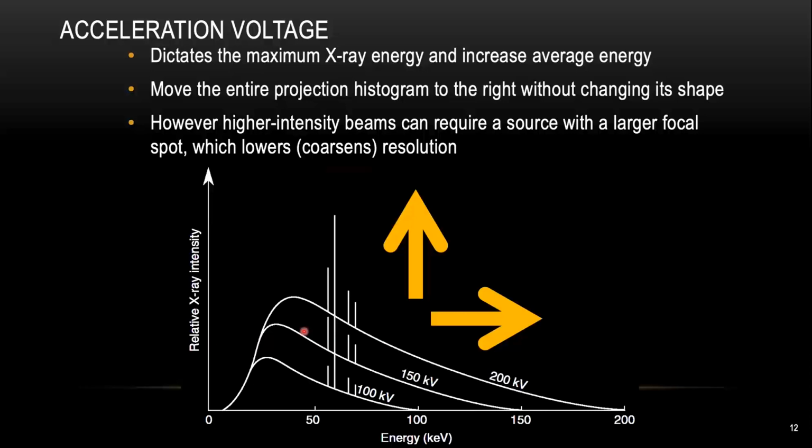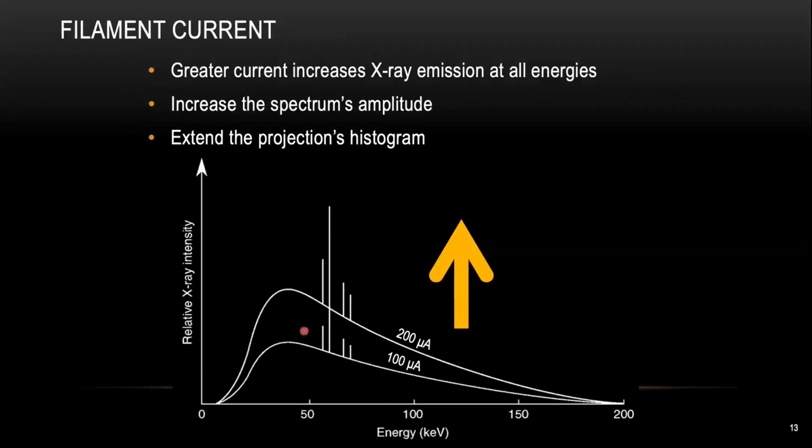The second parameter you're going to adjust is called the filament current. What the filament current does is simply increase your X-ray emission at all energies, which means you get a much higher signal at every energy range. Again, from the X-ray spectrum, you can see the difference between 100 microamperes and 200 microamperes. The nice thing about using a higher current is you can improve your contrast and intensity without increasing your X-ray spot size.